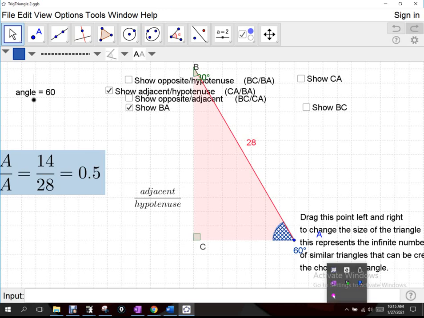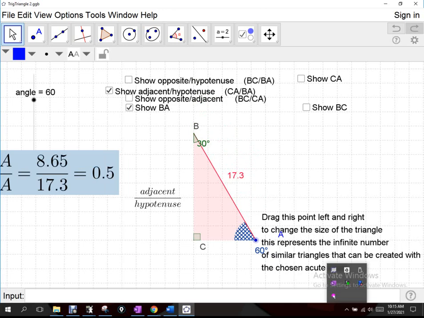But you can do that no matter how big that is. So 17.3, multiply by 1/2, gives me the 8.65 that I need for down here. Does that make sense to everybody? Okay.